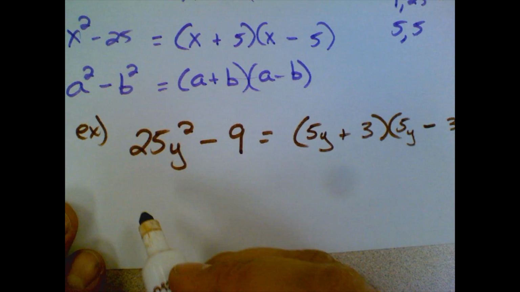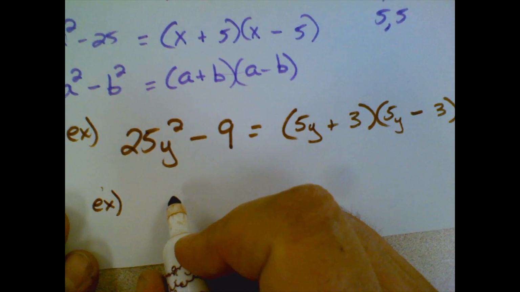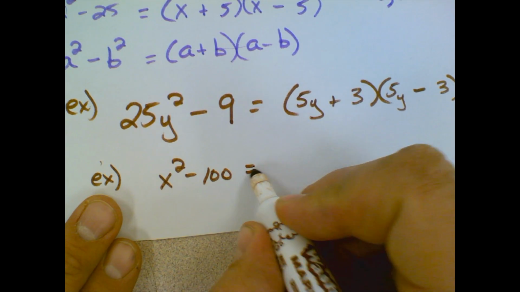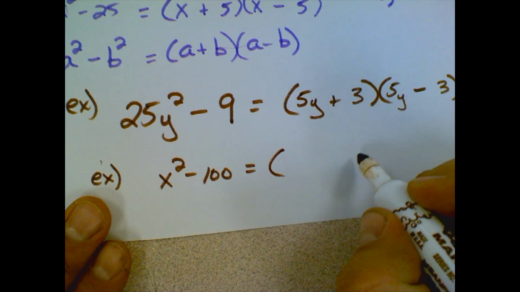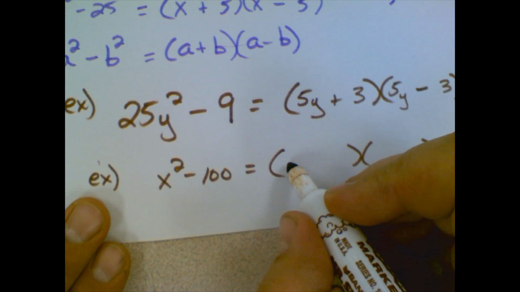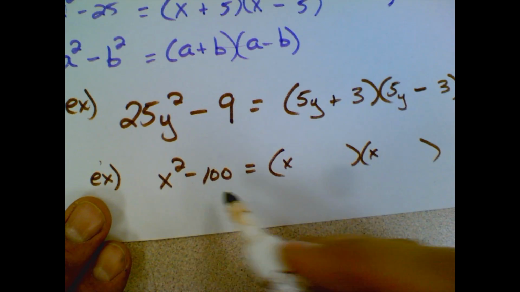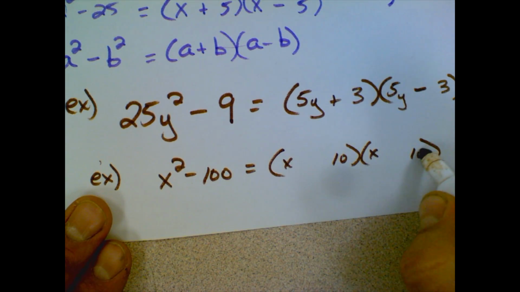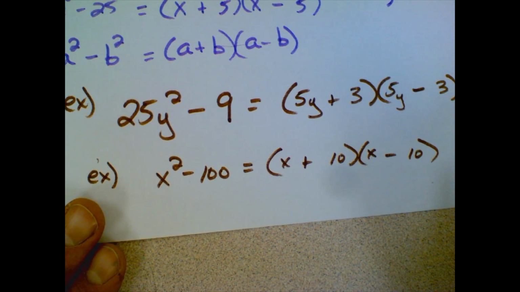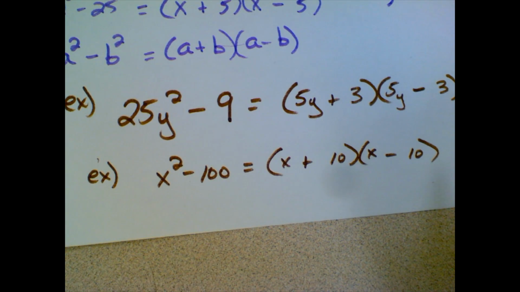Okay. One last example quick. Let's say we had x squared minus 100. Okay, well, hopefully now you see the pattern. The square root of x squared is x. Square root of 100 is 10. One of the factors is adding, one of them subtracting. Okay, so that's called the difference of two squares. So that's one shortcut you may use.